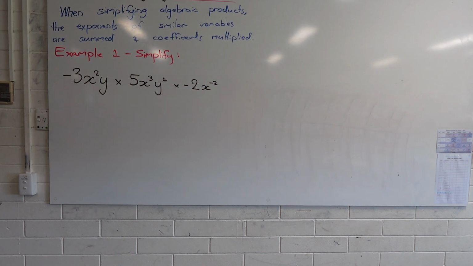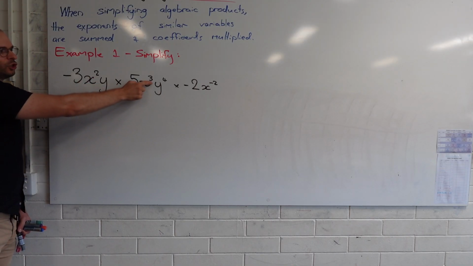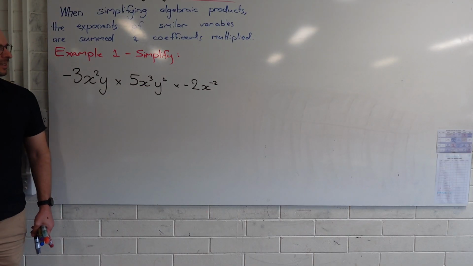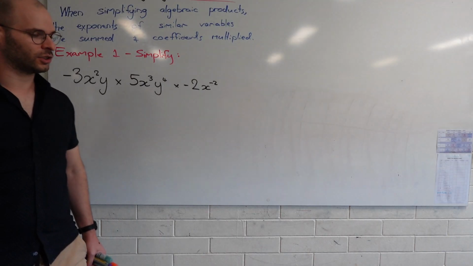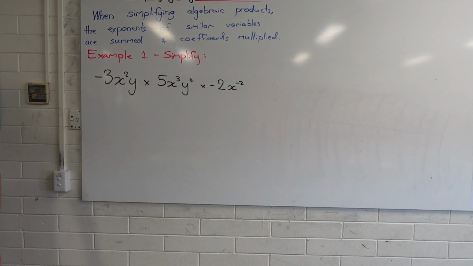So, when simplifying algebraic products, the exponents of similar variables are summed and coefficients are multiplied. We turn our attention to the example: minus 3x squared y times 5x cubed y to the power of 4 times minus 2x to the negative 2. What we're going to do is simplify these products.